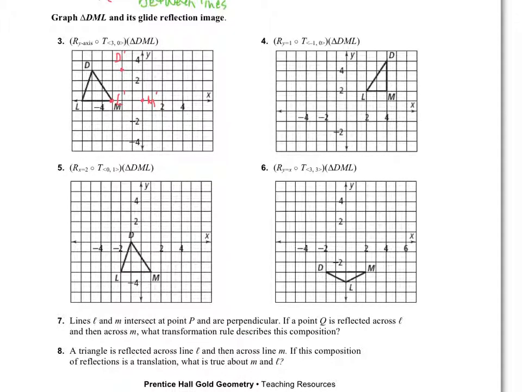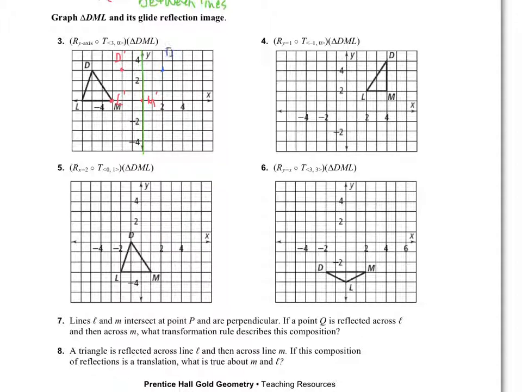Then we're going to draw the line, the y-axis. So I'm just going to put a line where the y-axis would be. So that's right here. That's our line of reflection. So I want to find how far each of these points are from that line of reflection. So D prime is 2 units away, so we're going to go 2 units to the right, which would be here.